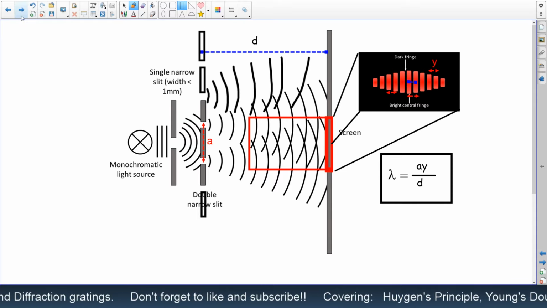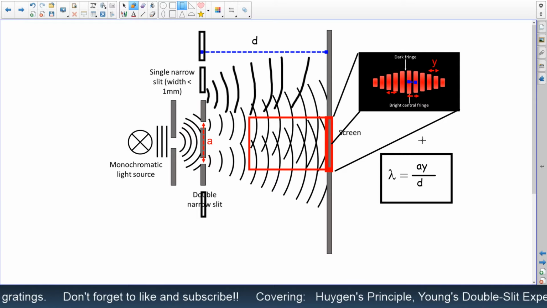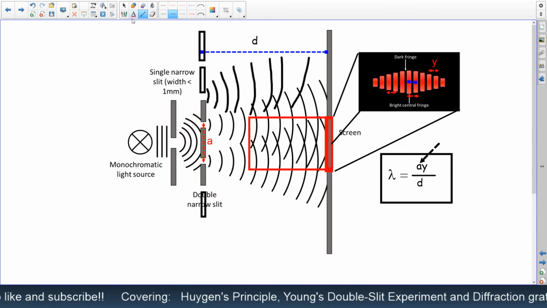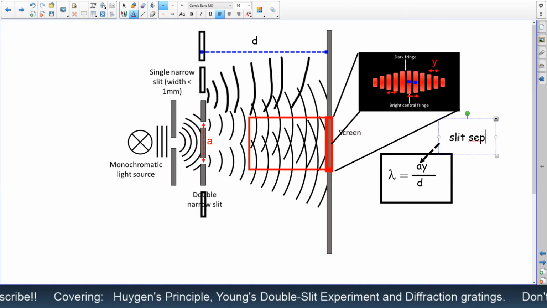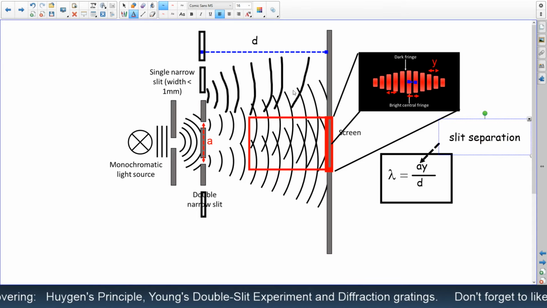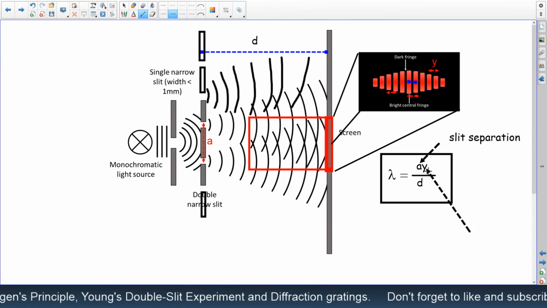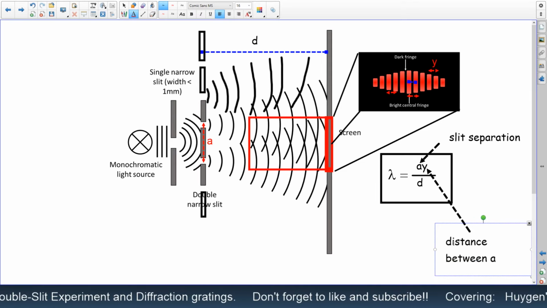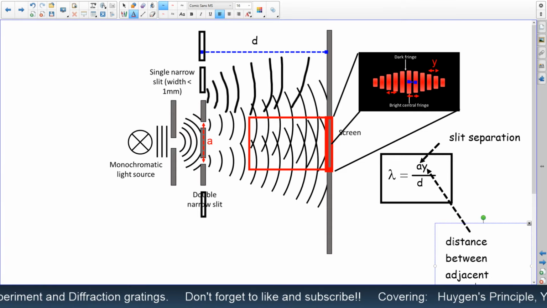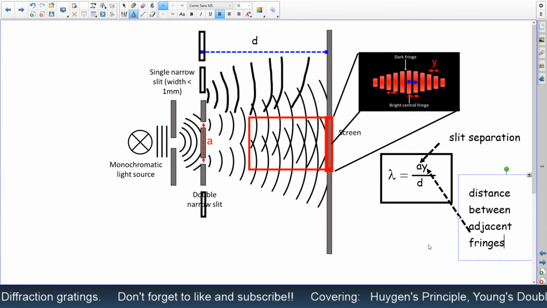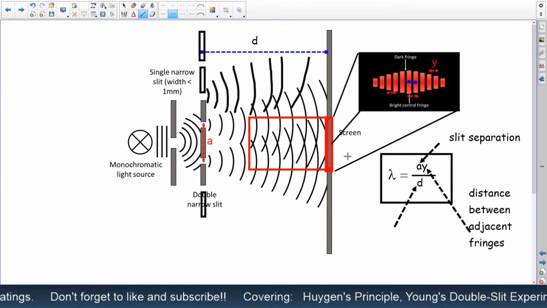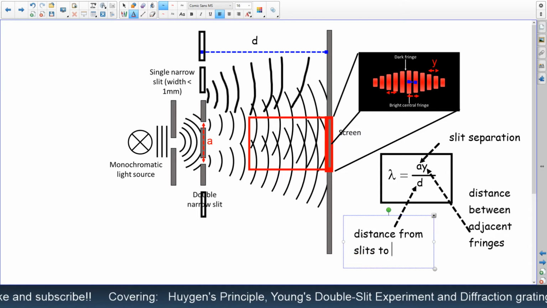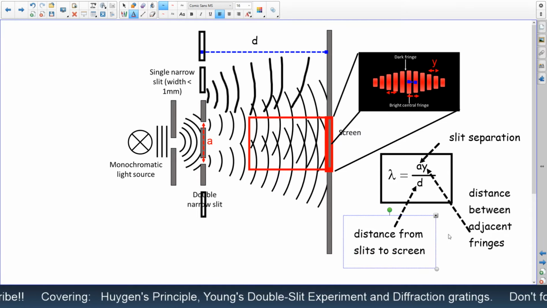Having established Young slits and its equation, and it works and it's not a problem at all, before we go on any further, let's remember the terms we defined: A is the slit separation, Y is the distance between adjacent fringes, and D is the distance from slits to screen.